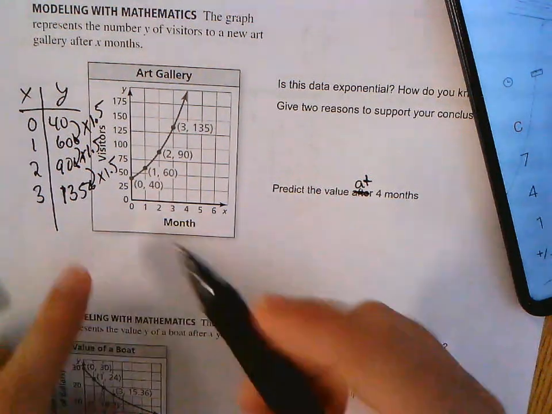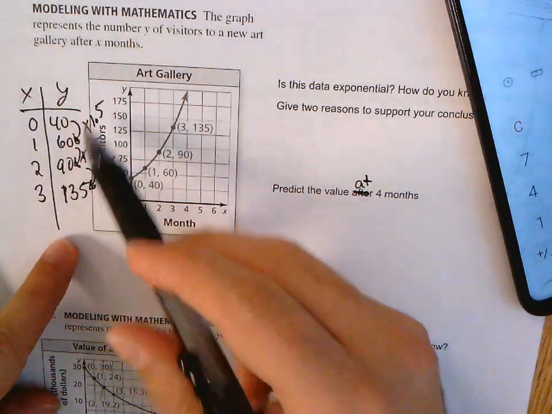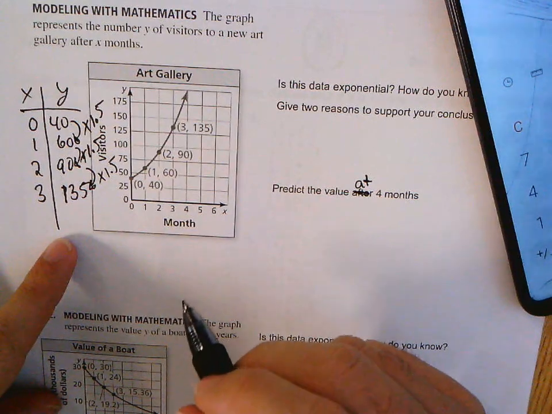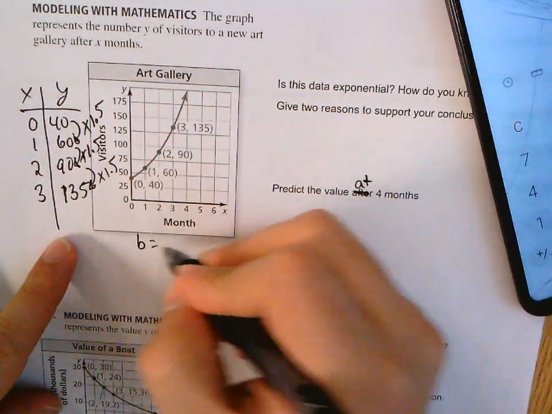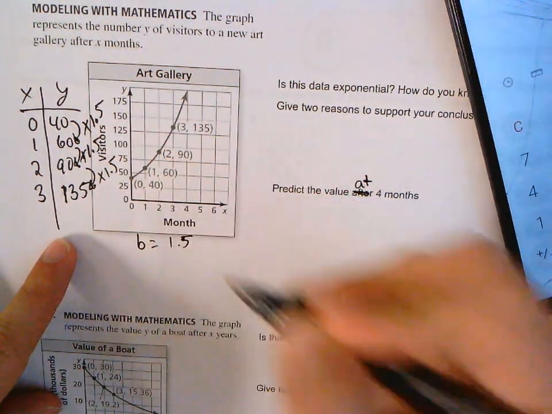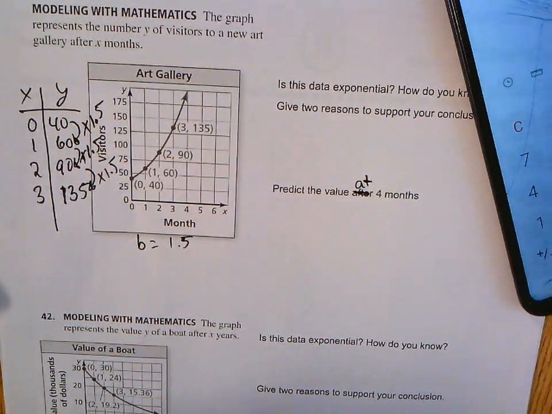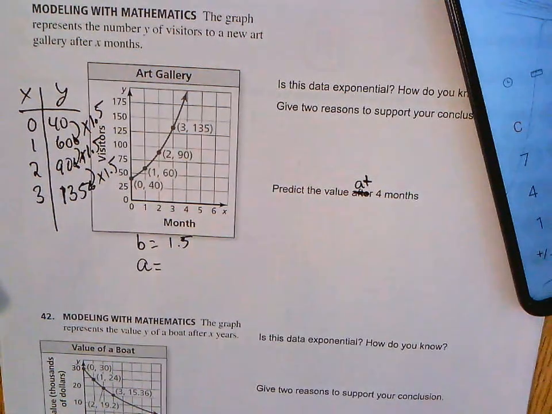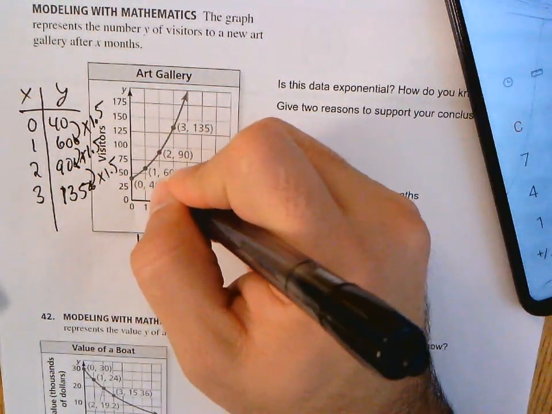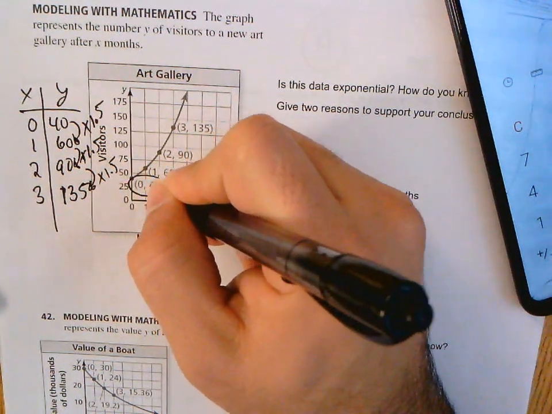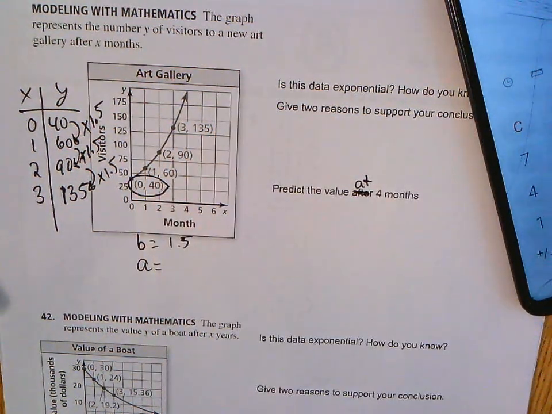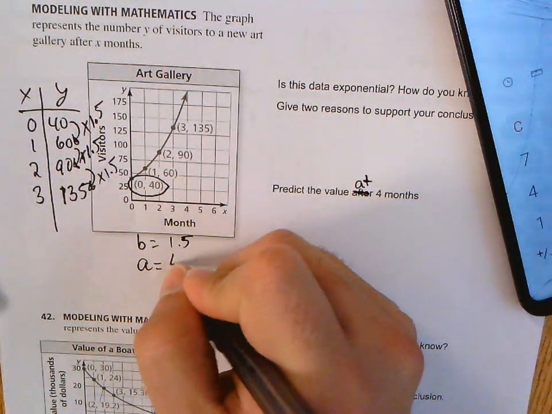Well, what I did right now was that I just found my common ratio, which is the value of b. b is equal to 1.5. Now, the value of a, which is the other value that we need, is the y-intercept. And the y-intercept can be easily found by just seeing where the value of x is equal to 0, which in this case would be 40.